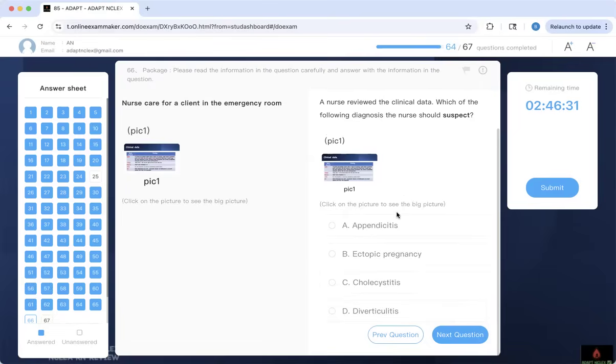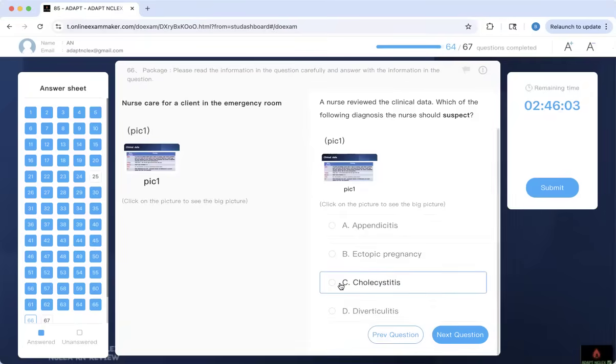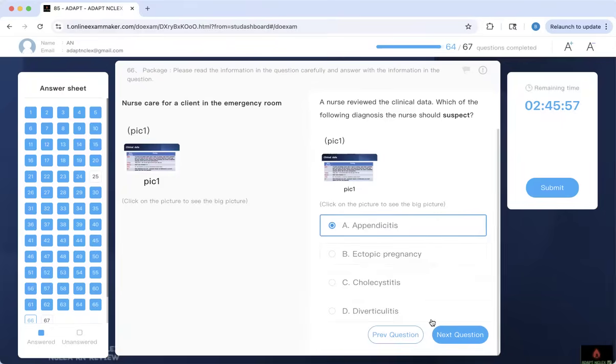Why is one not? If it's ectopic pregnancy, I will give you information about bleeding. I never give information about bleeding. There is no information about bleeding in this question. I told you you already had menses. Therefore, it cannot be ectopic pregnancy. All the same symptoms and pain at McBurney's point are consistent with appendicitis.